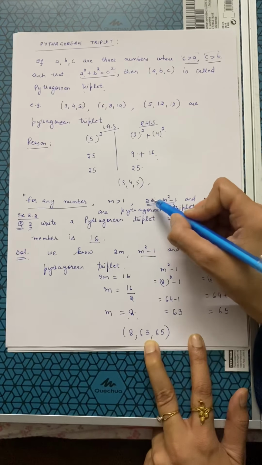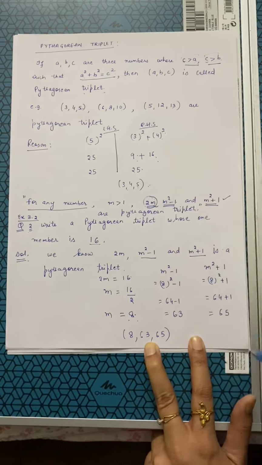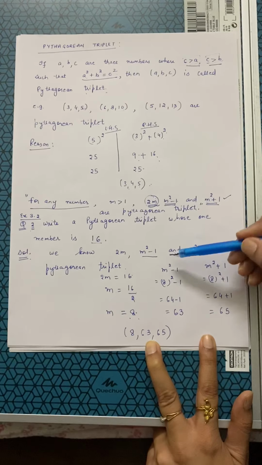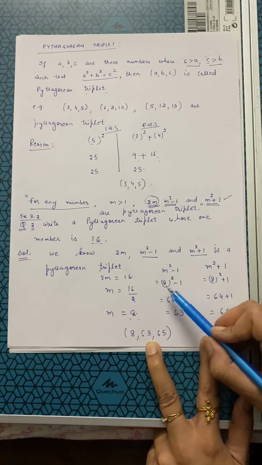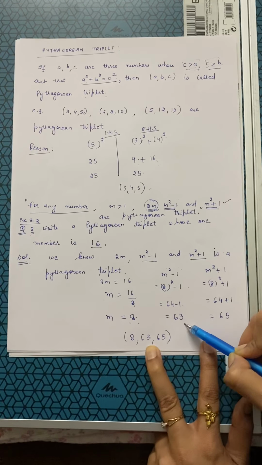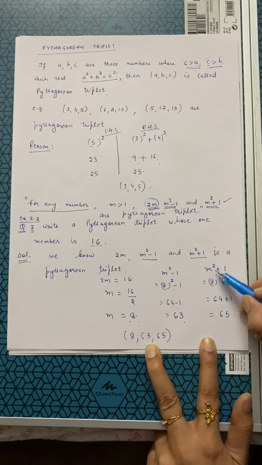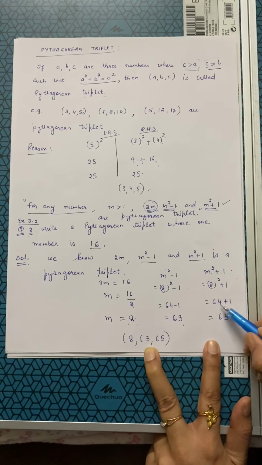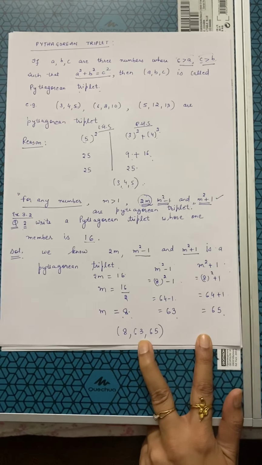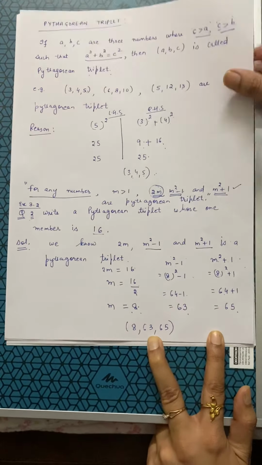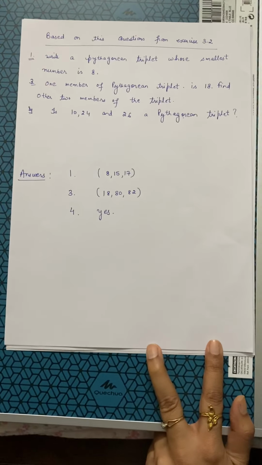One side is already given, which is equal to 16. Now to find the remaining two sides, we'll use the formulas. m square minus 1: m is 8, 8 square minus 1, 64 minus 1, 63. Next, m square plus 1: 8 square plus 1 is 64 plus 1, 65. So in exercise 3.2, we will have questions related to this only.